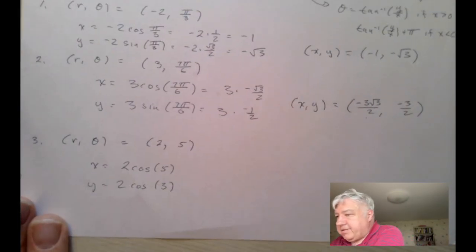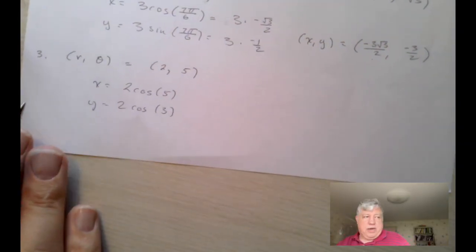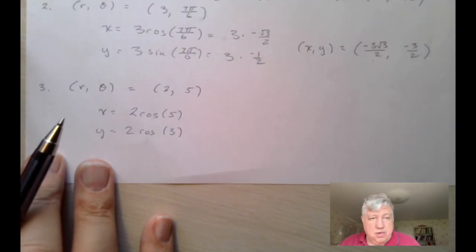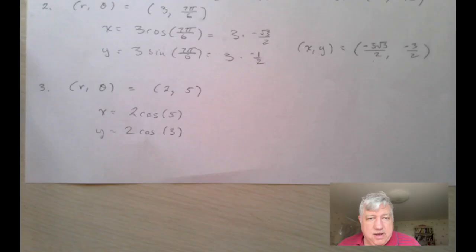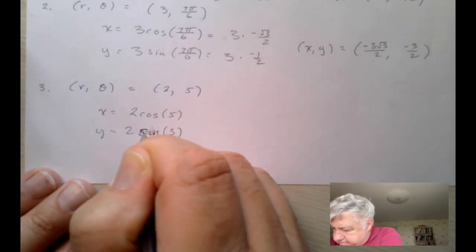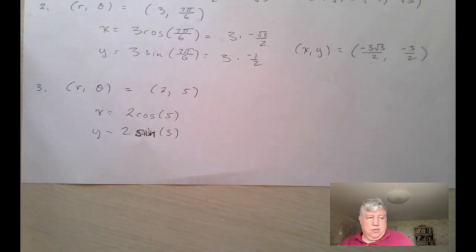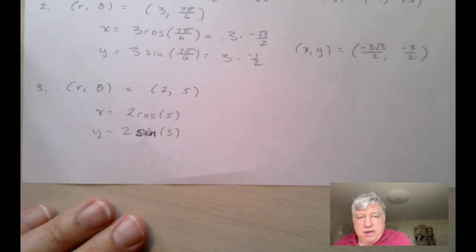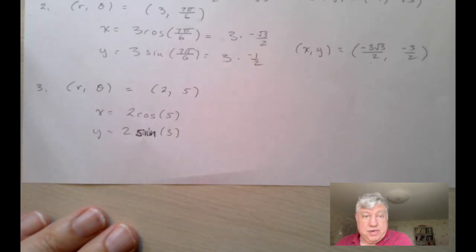Now, number 3 is a little bit different because we need our calculator. r is 2, theta is 5, so x is going to be 2 times the cosine of 5, and y is 2 times the sine of 5. But you really need to use your calculator, so take your calculator out and make sure that it is in radians.